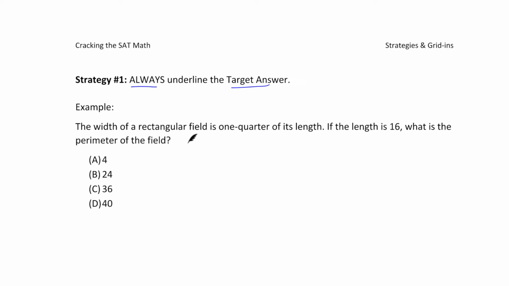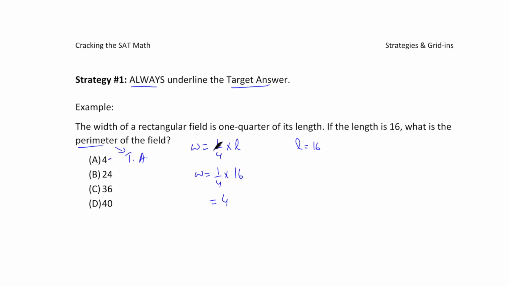The width of a rectangular field is 1/4 of its length. If the length is 16, what is the perimeter of the field? Over here, the target answer is this. We have to calculate the perimeter. Okay, let's solve this question. The width is 1/4 of its length. So if the length is 16, first we calculate the width, which comes out to be 1/4 into 16. It's 4. Look at the first option choice.